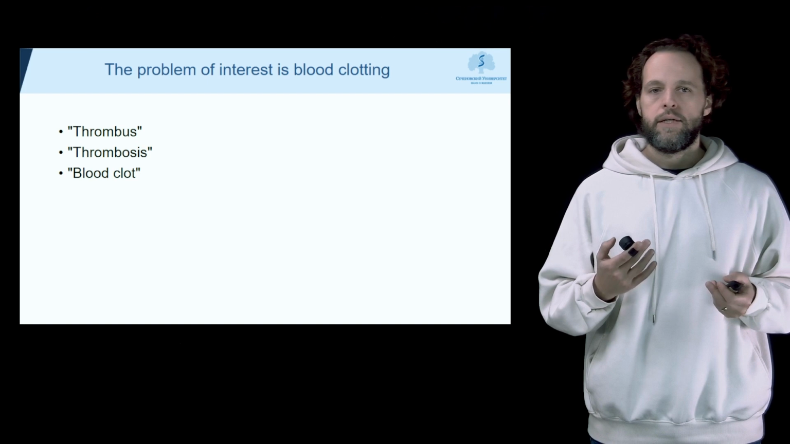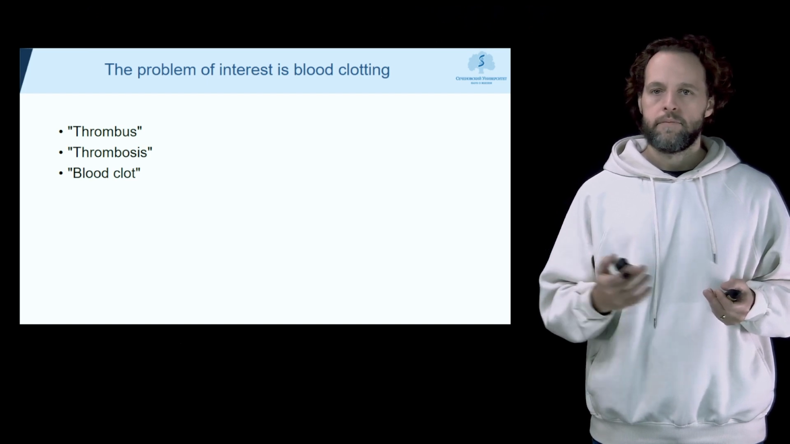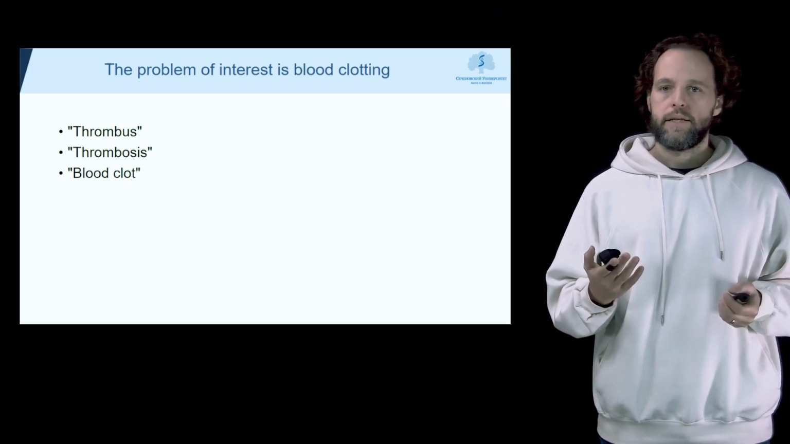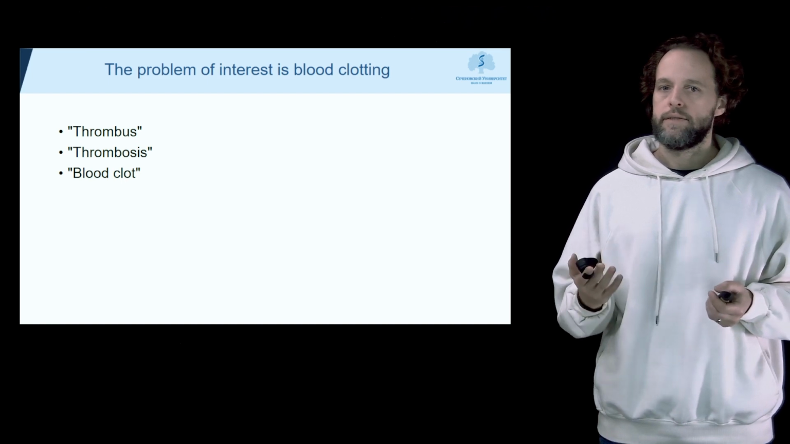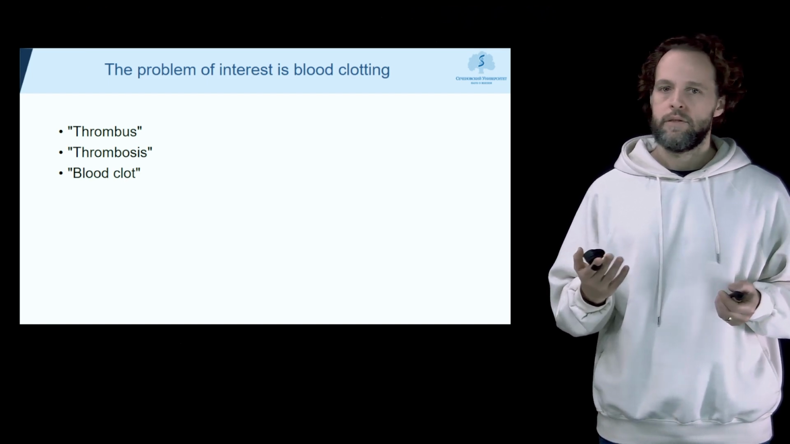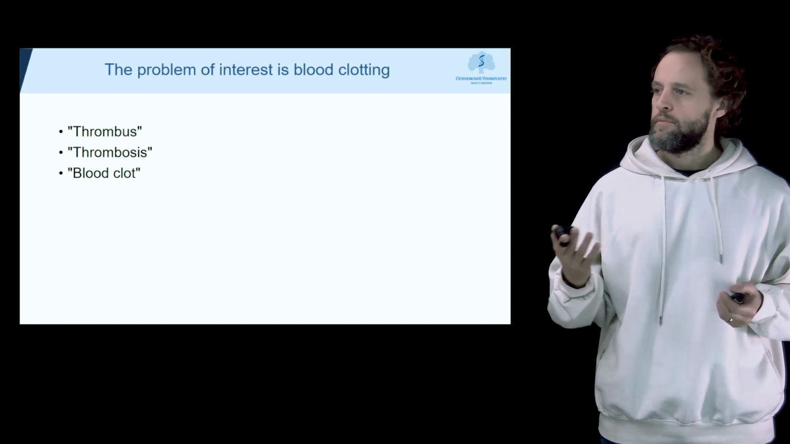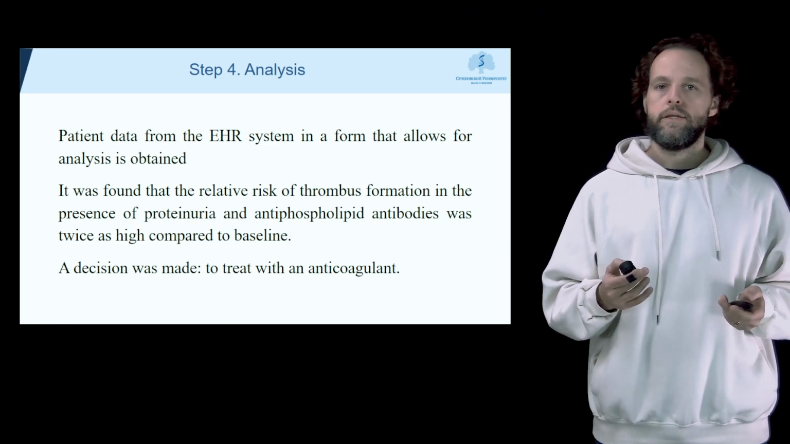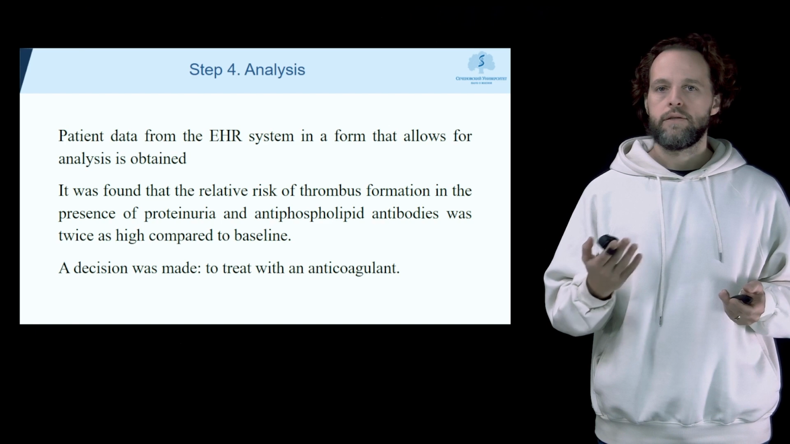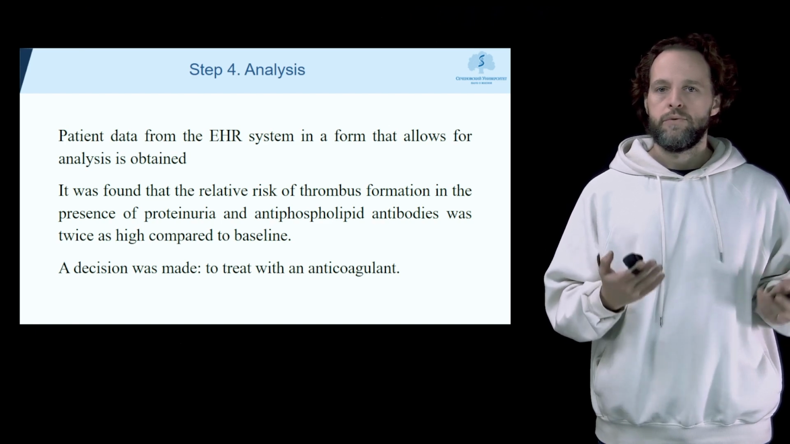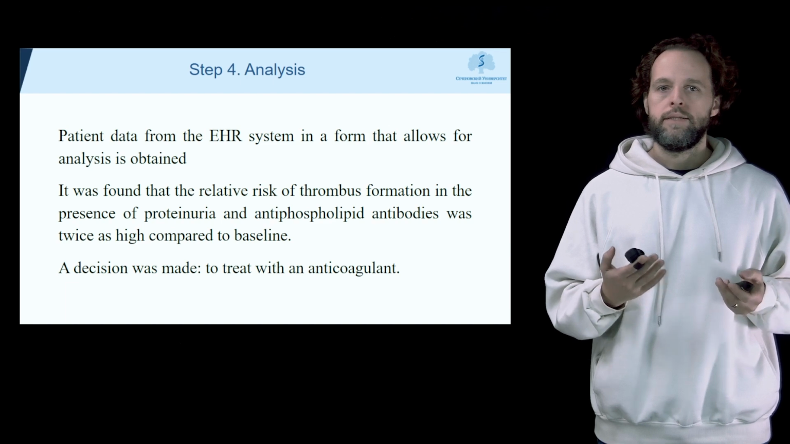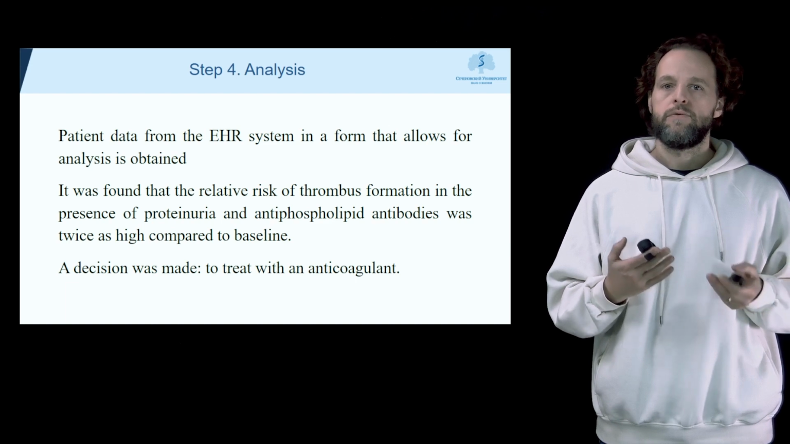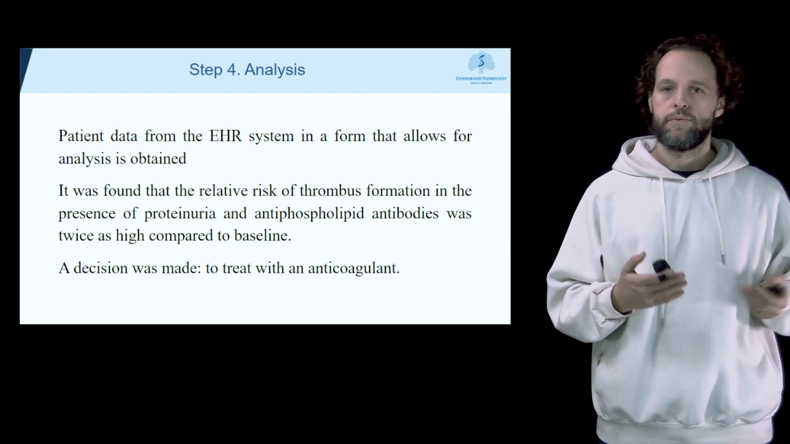So the problem we are interested in is blood clotting. Based on the knowledge of the clinical expert, we will search for terms, again relying on the clinical expertise when choosing these terms. So these terms will be thrombosis, blood clot, and so on. Next, we will need to compare the risk of blood clotting in adolescent with lupus and proteinuria and antiphospholipid antibodies with a baseline risk of clotting in adolescent with lupus.